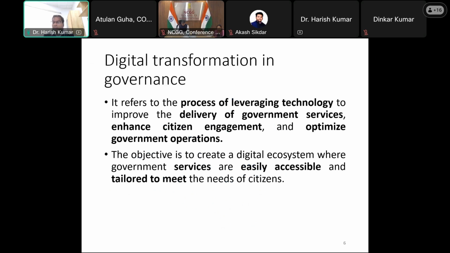So delivery of government services, again, is a challenge whenever the population increases, whenever we are increasing our services and developing new benefits for citizens. Again, there will be challenges for the delivery of government services and citizen engagement. So when we were talking about m-governance, e-governance, and collaborative governance, again there was a challenge of enhancing citizen engagement and optimizing government operations.